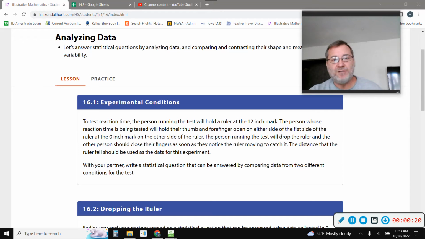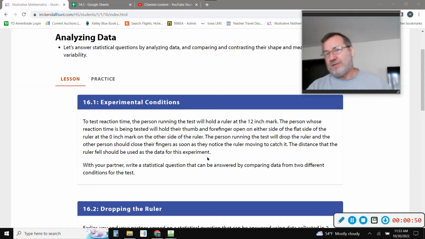To test reaction time, a person running the test will hold a ruler at the 12-inch mark. The person whose reaction time is being tested will hold their thumb and forefinger open on either side of the flat side of the ruler at the 0 mark on the other side of the ruler. The person running the test will drop the ruler, and the other person will close their fingers as soon as they notice the ruler, catching it. The distance that the ruler fell should be used as the data in the experiment.